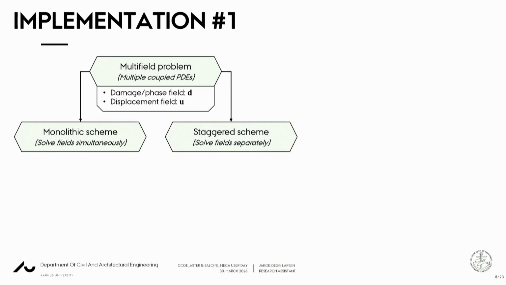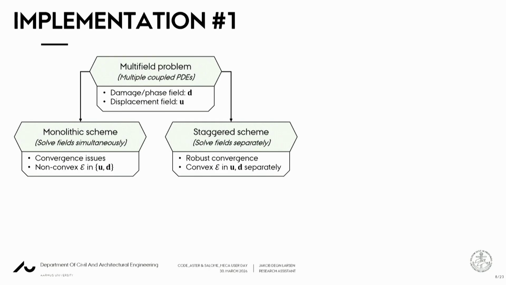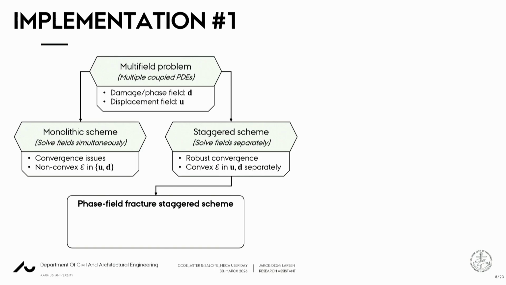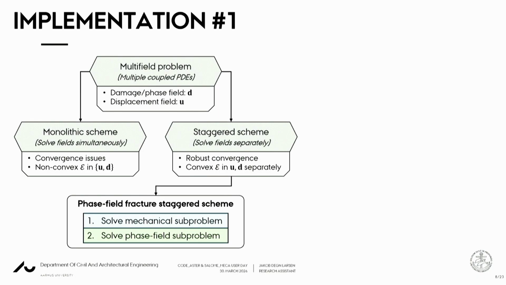And in the case of phase field fracture, we have the unknown fields, the displacement field and the damage or the phase field. The monolithic scheme has been shown to have convergence issues, whereas the staggered scheme is generally more robust. So this is also what we have implemented in Code Aster. And the phase field fracture staggered scheme can be broken down into two main problems we need to solve. We need to solve the mechanical subproblem, and we need to solve the phase field subproblem.